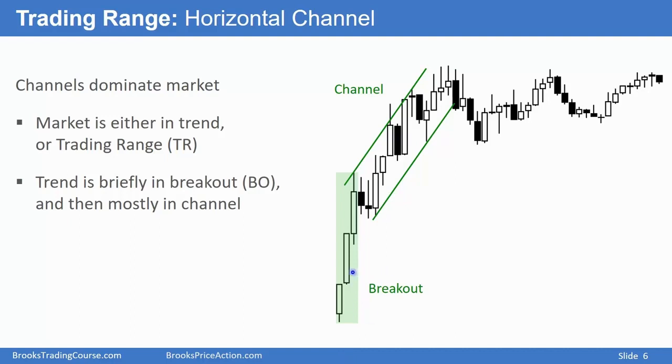Market cycle, you get a breakout, a channel, and a trading range. Here we have a strong breakout, and then many more bars are in a channel. I can draw a line. I have 2 points, 2 reversals, up and then up. And then look what the market did here. It went sideways.